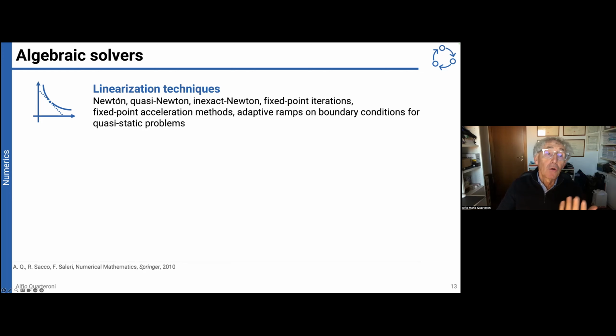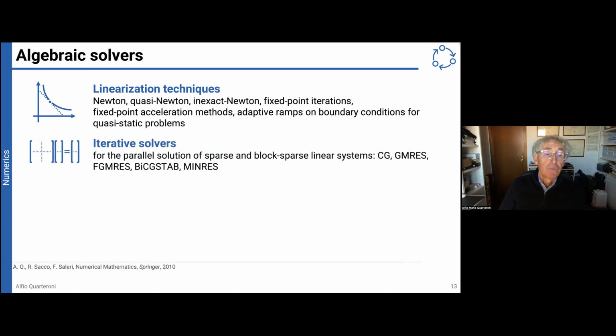And you know, Newton has second order convergence, but you need to start very near to the root of the problem, to the solution of the problem, which is hardly known. So that's why you typically go to quasi-Newton, inexact Newton, or fixed point iterations. And typically you have to combine all these methods in order to make sure that you are actually converging.